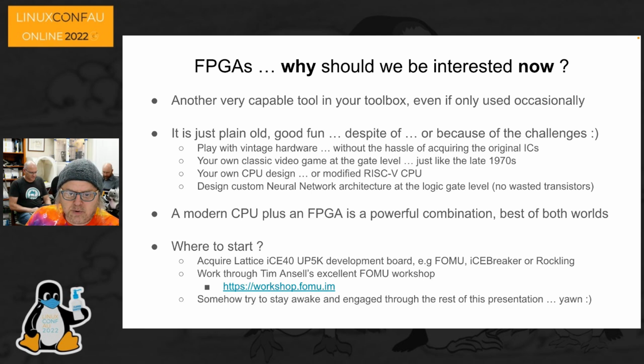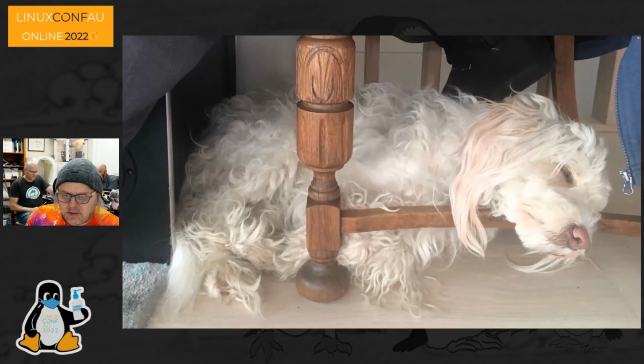So in terms of getting started, the UP5K is fairly inexpensive. It offers a good range of capability, and so Tim Ansell and his colleagues produced the FOMU a few years ago, back in I think 2019. There's also things like the Icebreaker, and now this year we've produced the Rockling. Tim's workshop's a great place to get started, and hopefully the rest of this presentation will give some more insights.